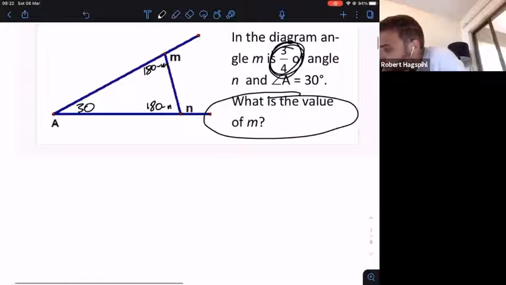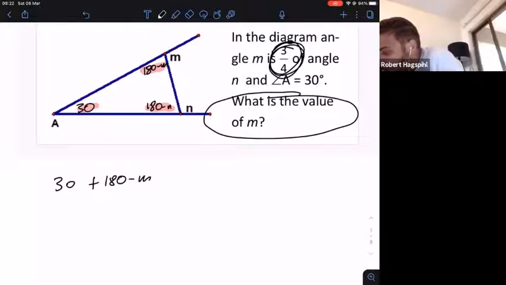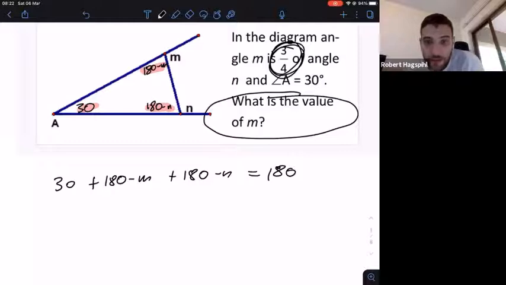All right. So I'm going to start by setting up the equation. I'm going to say all of these angles are equal to 180. So I'm going to say 30 plus 180 minus m plus 180 minus n is equal to 180 degrees because of the sum of angles in a triangle. Okay, so again, you could have used exterior angles, but that's kind of how I did it.